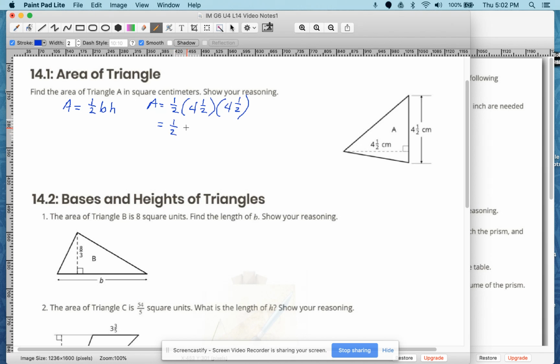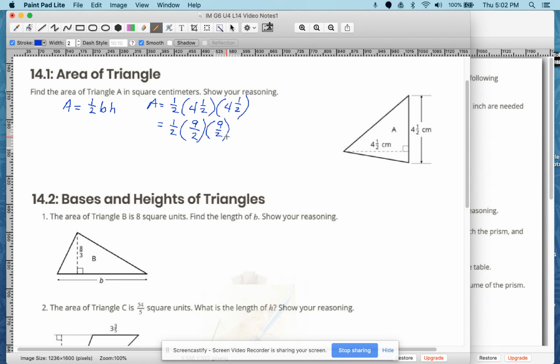So 1/2 times, and we take the denominator, multiply it by the whole number. So 2 times 4 is 8. We add the numerator, which is 9. So this is going to be 9, and the same denominator applies, so 9/2. This 4.5 is going to be the same thing. 2 times 4 is 8, plus 1 is 9/2.